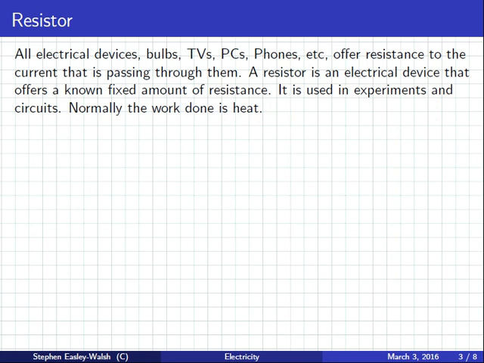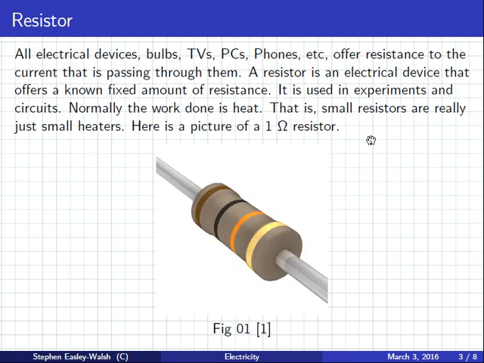But you can buy these online. Okay. Small resistors are really just small heaters. Here's an example. Here's a picture of one. This is, for example, maybe a 1 ohm resistor. That means every time a coulomb goes in, the coulomb will come out, losing the ability to do 1 joule of work, because 1 joule of work was done as it travelled through, and the form of the work done was to produce heat from the resistor.